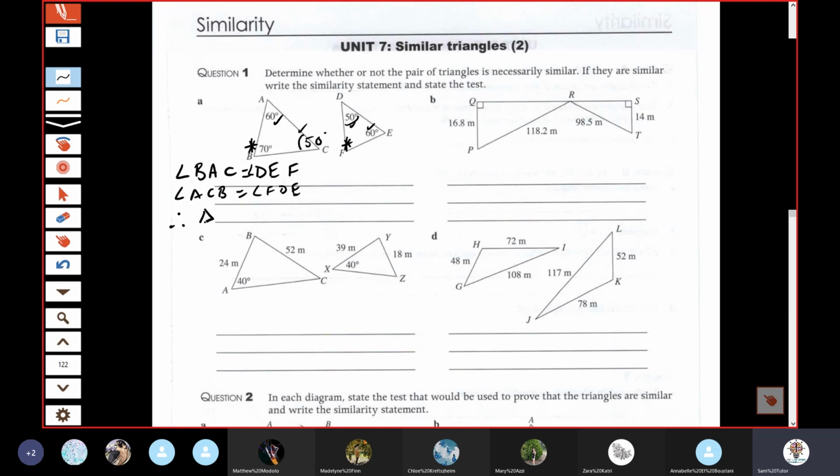Therefore, triangle ABC is similar to triangle DEF. There's a fancy way of calling it: equiangular. Right now, I'm just going to write angle, angle, angle. So all three angles are the same. All angles are going to be equal. Since all angles are equal, they must be similar.